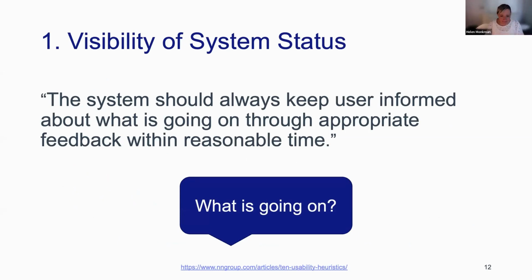So the first one of 10 is looking at the visibility of system status. The idea here is that the system should let us know what it's doing, and we should have feedback about that. So we want to know what's going on at all times, and whether, if we've done an action, is something happening in response? Do we just need to wait a little longer, or did it crash, or did it freeze, or what's happening?